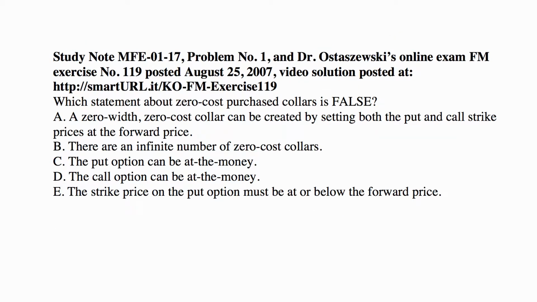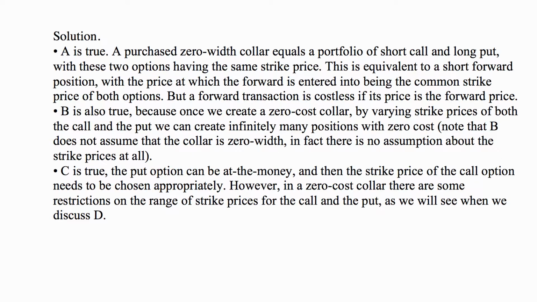Which statement about zero-cost purchased collars is false? A. A zero-width, zero-cost collar can be created by setting both the put and call strike prices at the forward price. B. There are an infinite number of zero-cost collars. C. The put option can be at the money. D. The call option can be at the money. E. The strike price on the put option must be at or below the forward price. So remember, we're looking for a statement that is false.